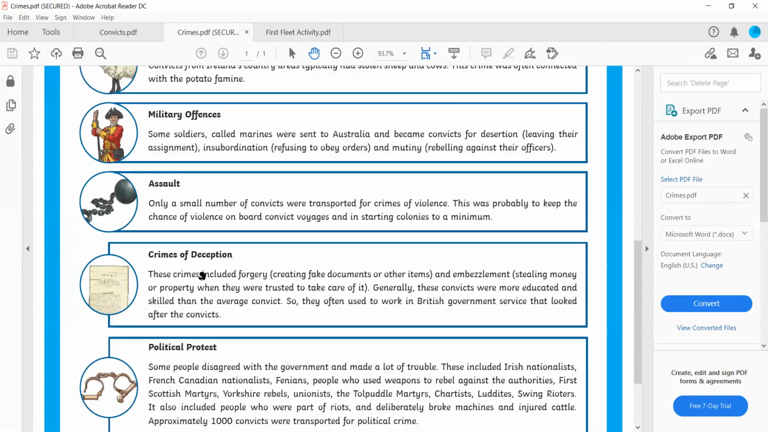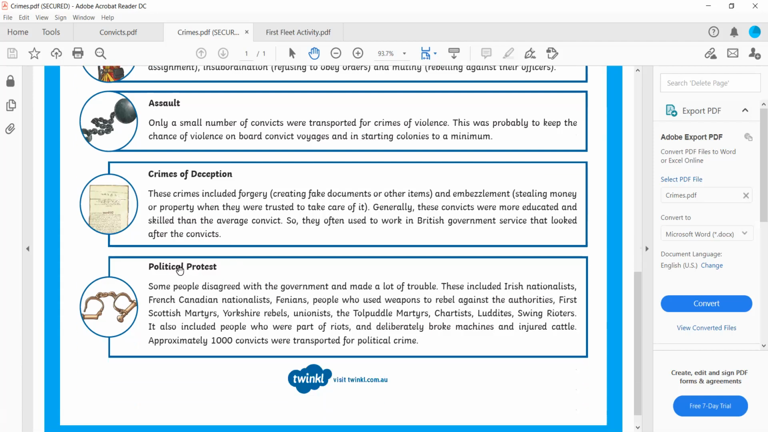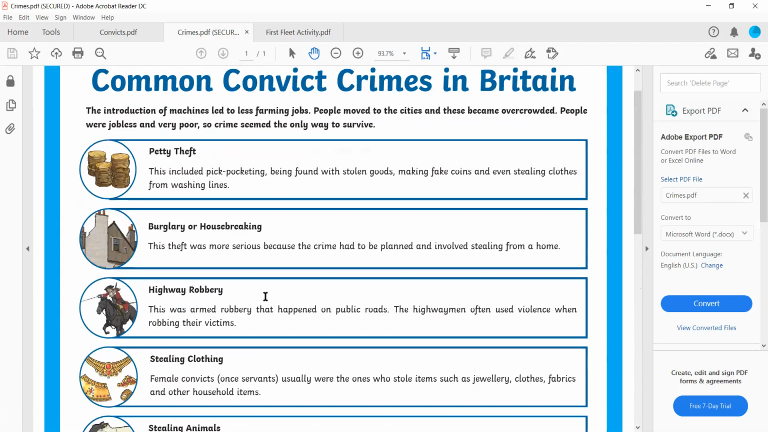Assaulting people, deceiving people, so forgery as well, creating fake money, and then also protesting against the government, you would also be sent to Australia for it. So quite a few crimes there for you to put next to your convict.